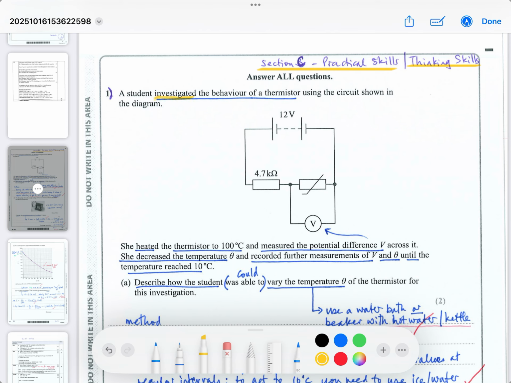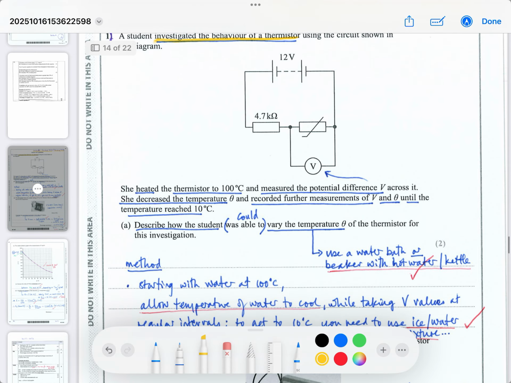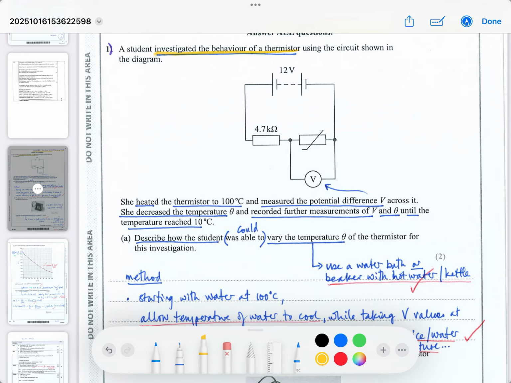A student investigated the behavior of a thermistor using the circuit diagram shown. So you can see the thermistor is the one with the voltmeter across it. She heated the thermistor to 100 degrees centigrade and measured the potential difference across it. She decreased the temperature and recorded corresponding measurements of voltage. So she took the measurements of temperature and voltage until the temperature reached 10 degrees centigrade.